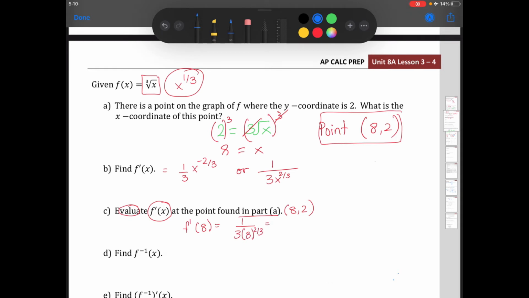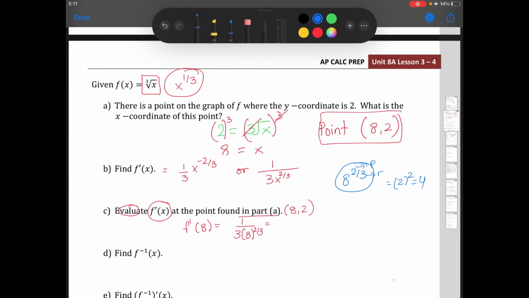So I'm going to do this on the side. How do you do this math in your head? How do you simplify it? Take the cube root, because 2 is your power, 3 is your root, right? So take the root first. The cube root of 8 is 2, and 2 squared is 4. So that's how you do it.